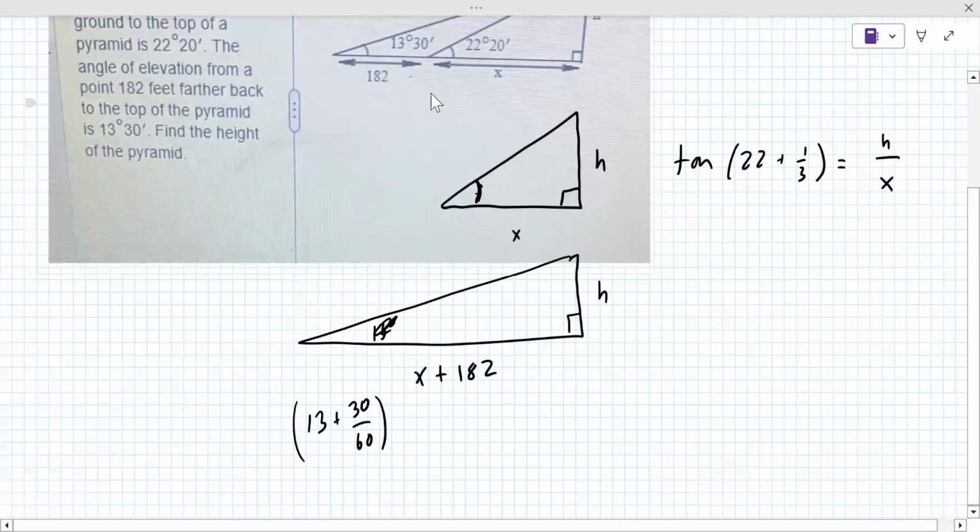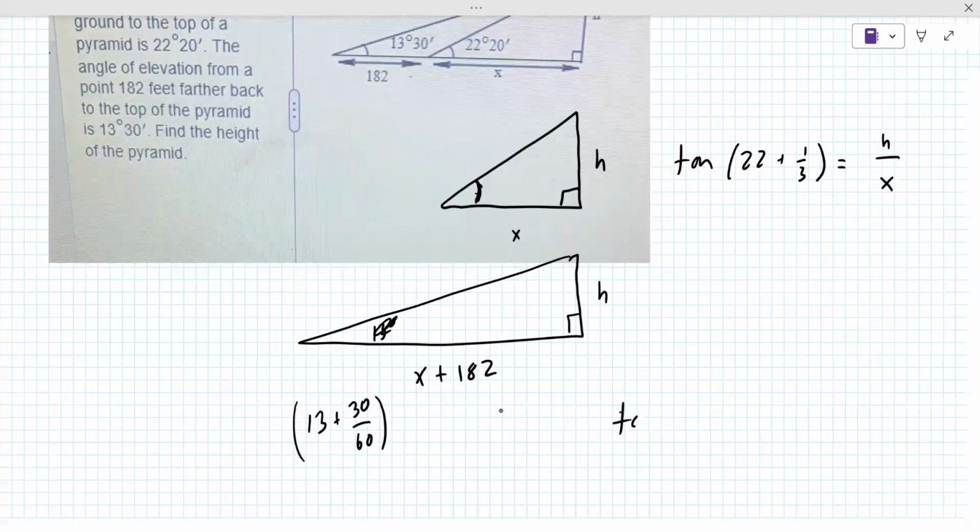Minutes, the one with the little tick there. Back to degrees, so you do that by dividing by 60. Wait, is it just 13.5, right? I don't know. Yes, okay, yes. Cool. So it's tangent of 13.5 equals h over x plus 182.